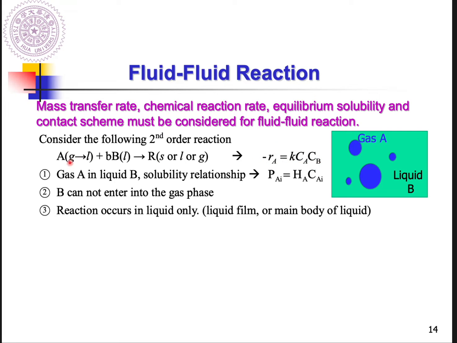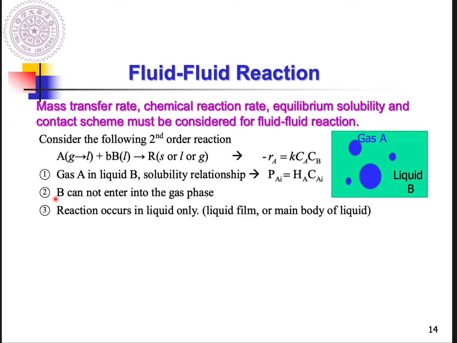And here, gas to liquid means the gas A is going to diffuse into the liquid phase. So we use this to express that. And there are three things you need to know, except the second order reaction. First, for gas A in liquid B, the solubility relationship obeys this rule. As long as we know the Henry's constant, then we know C_AI, the solubility of reactant A, gas A, in the liquid phase.